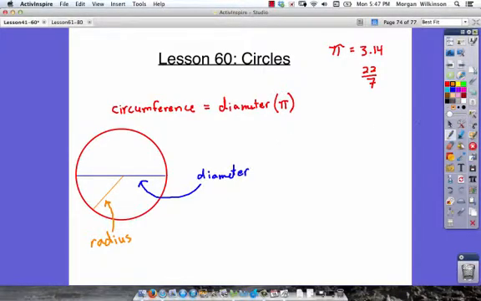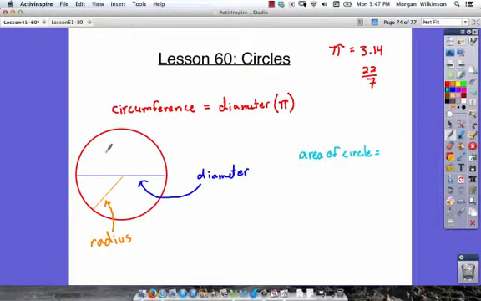Now, when we talk about circles, we can find the circumference of the circle, the distance around the outside edge, by saying the diameter times pi. We can also find the area of a circle. Now, area of a circle, we use light blue. The area of a circle, that tells us how many square units could fit inside of a circle.